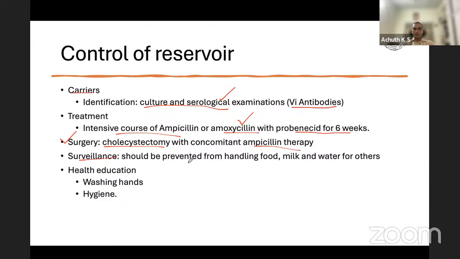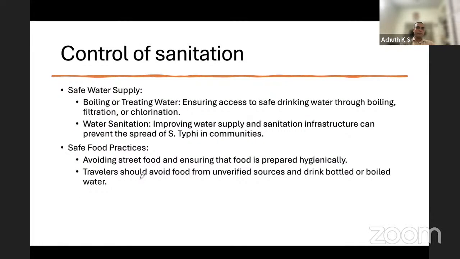Surveillance should be done so that the people who are carriers are prevented from handling food, milk or water for others. The other important one is washing hands and hygiene. Control of sanitation by providing safe water supply, boiling or treating water at the household level, and chlorination.